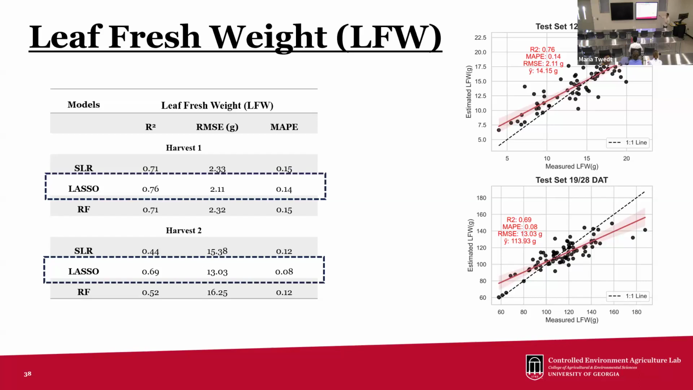However, the lasso was the model that was able to predict, or explain, that variability in leaf fresh weight with 70%. And then the error was 13 grams. If we consider that the mean size at that stage was 113 grams, that represents an 8% error.